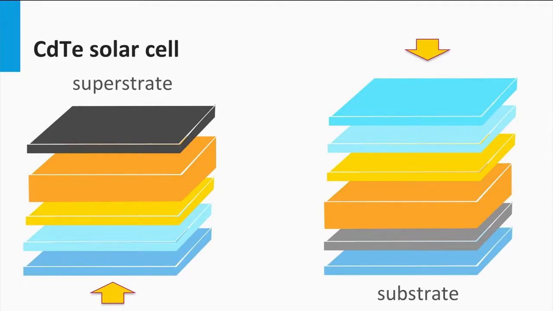The light enters through a TCO layer deposited on top of the N-type cadmium sulfide layer. Compare this to, for instance, the thin film silicon we discussed earlier. A PIN junction is considered a superstrate configuration, whereas an NIP junction is a substrate configuration.